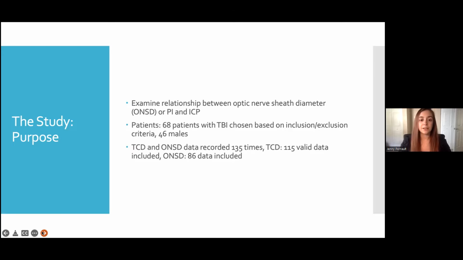Included in the study, there were 68 patients with TBI that were chosen based on specific inclusion and exclusion criteria. And of those 68 patients, 46 were males. TCD and ONSD data were recorded 135 times. Of the TCD data, there were 115 points that were included, and of the ONSD data, 86 points were included.